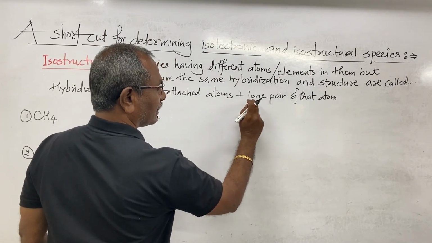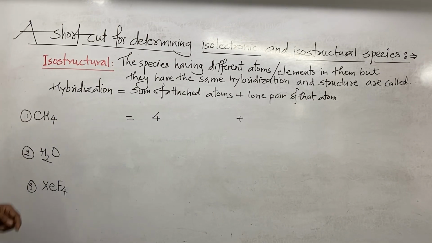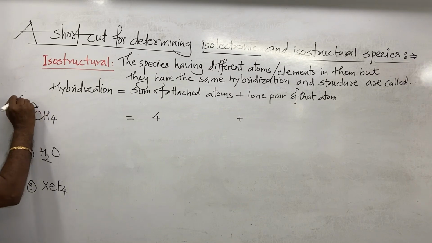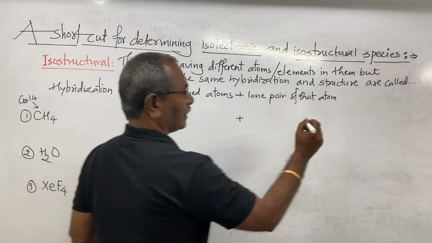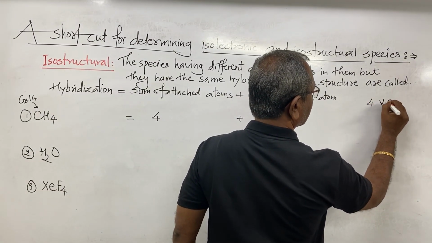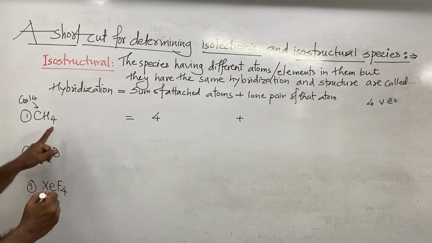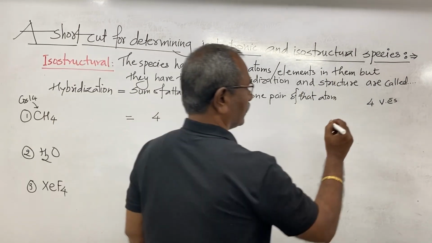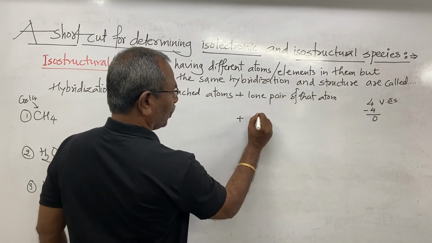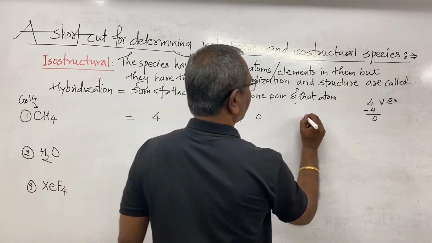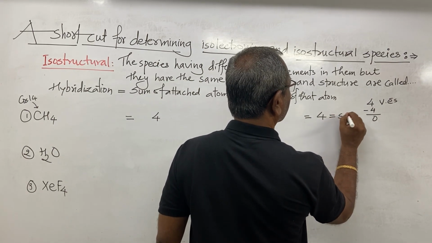Now you have to calculate the lone pair of that particular atom, that is carbon. Here carbon belongs to group 14. Okay, so there are 4 valence electrons, and out of 4 valence electrons, the 4 electrons are used in the bond formation. So subtract 4, so 0. So there is no lone pair of electron. So total is equal to how much? 4. And 4 corresponds to sp3.